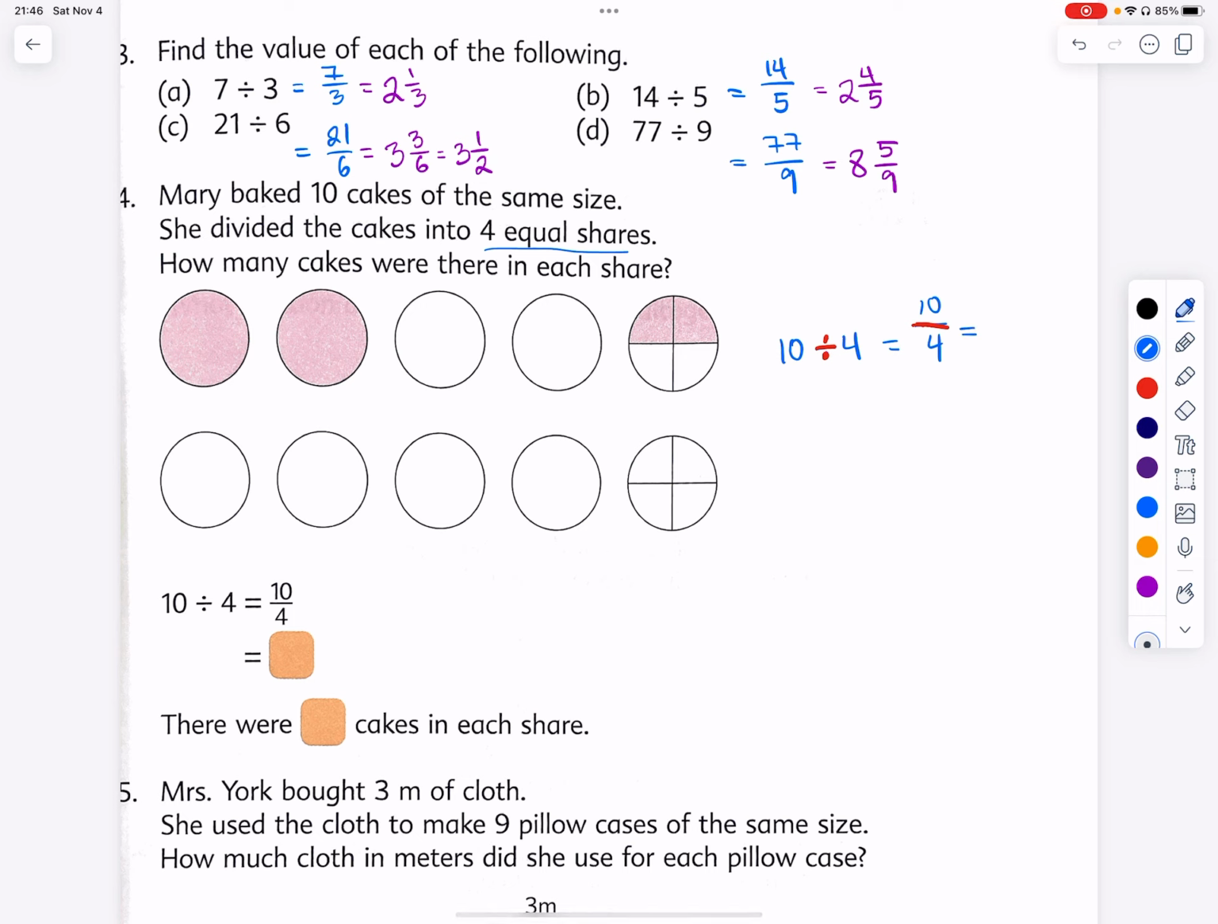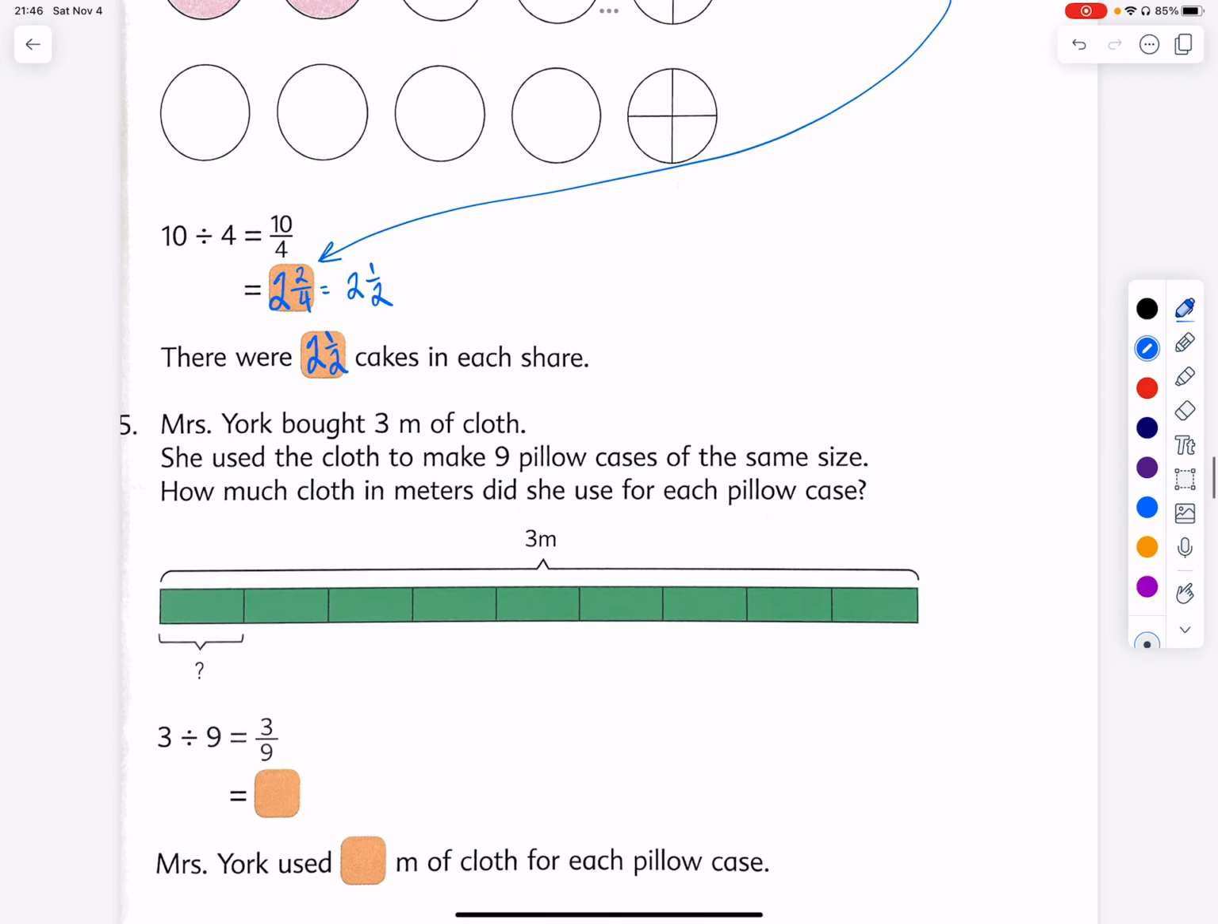And 4 goes into 10 2 times. And then 2 fourths, which is the same as 2.5 cakes. 2.5 cakes. I'm not going to go through visual representation.